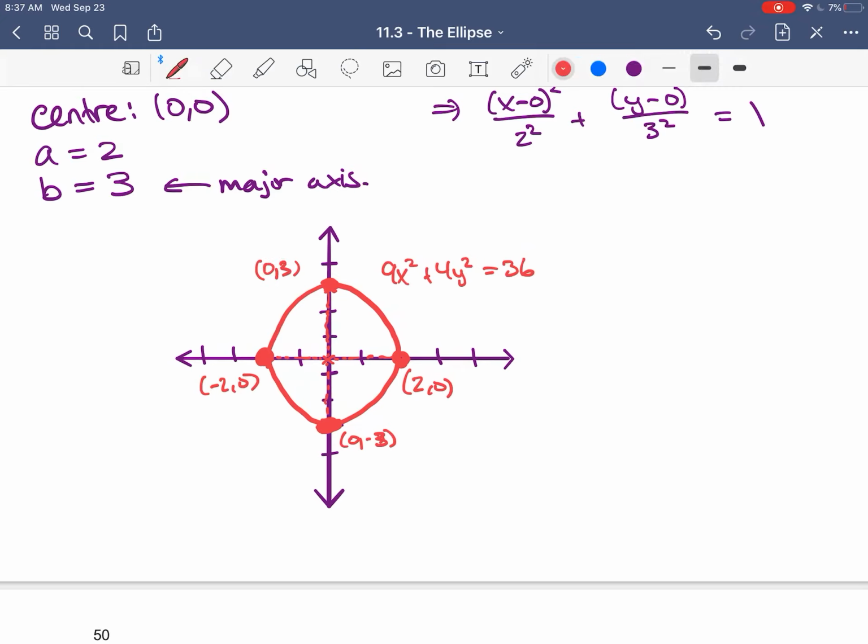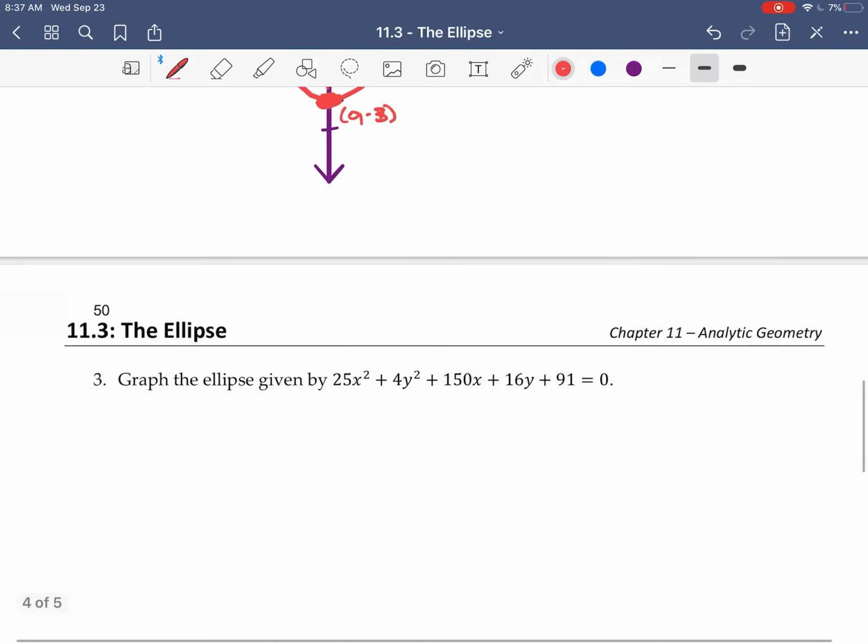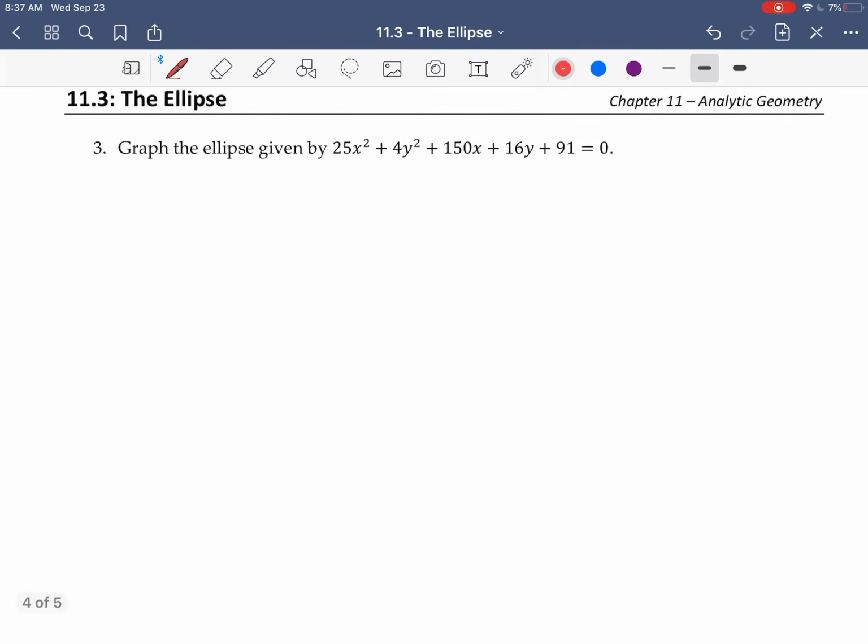Okay, so that's sort of an easier one because the center is at 0, 0. Okay, what if we have something like this? So we want to graph this equation. So we want to put it in the standard form. So what I'm going to do is factor out. I need to complete the square because they have perfect squares in them.